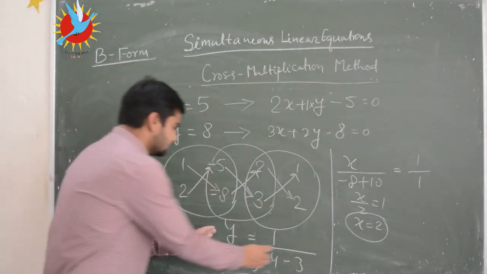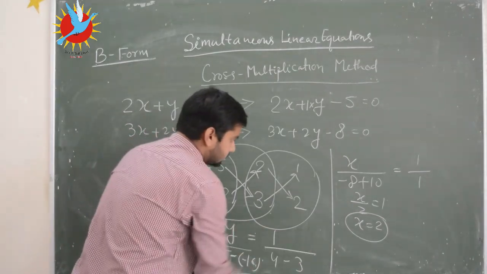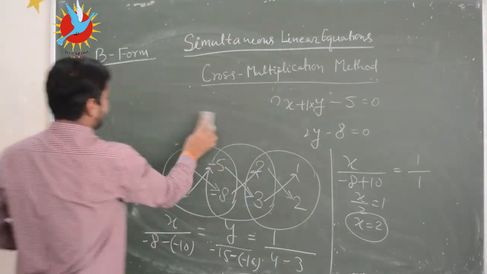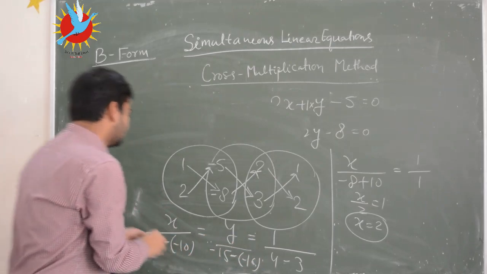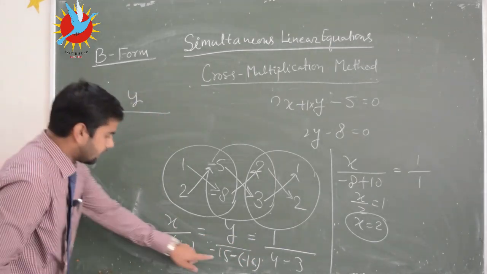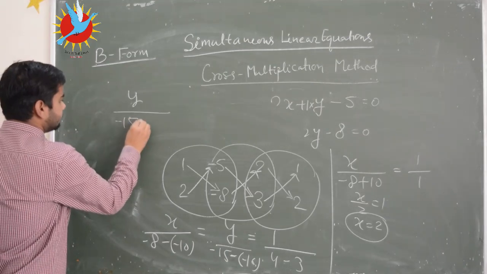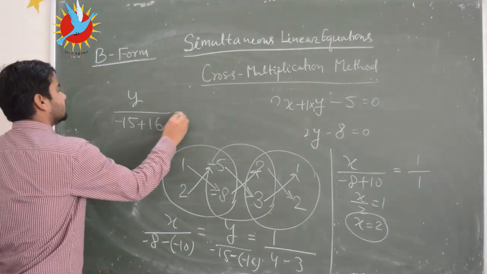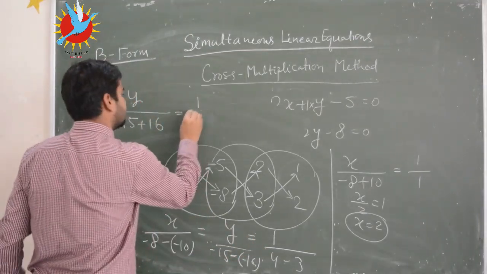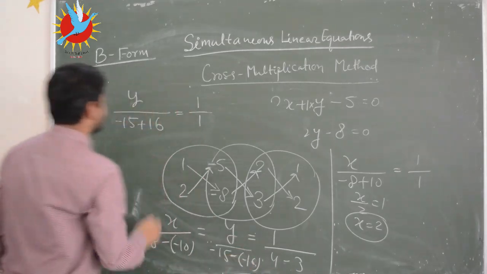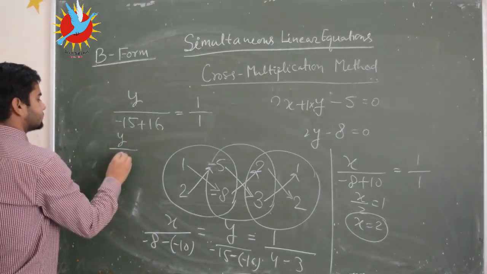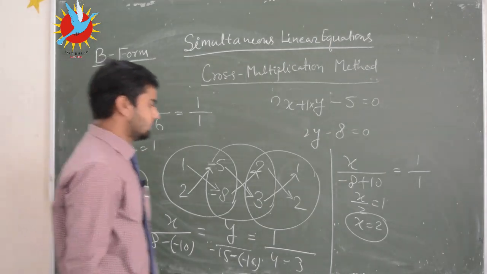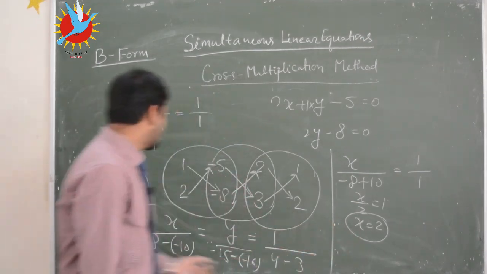Now we will equate the y term and the third term, so we will get the value of y. So y divided by, here we get minus 15 and minus 16, so it will become 16 plus, minus 15 plus 1, that is 1, equal to 1 upon 4 minus 3, that is 1. So we get y divided by 1, that is y equals 1. So finally we got our answers as x equal to 2 and y equal to 1.